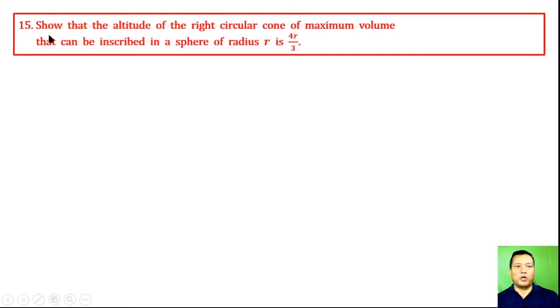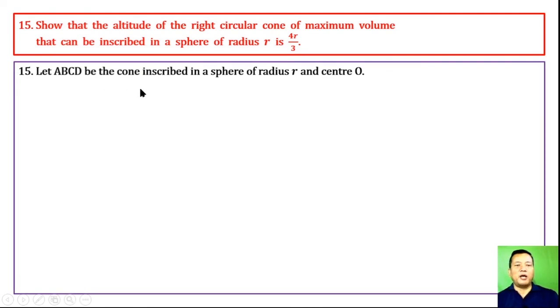Question number 15. Show that the altitude of the right circular cone of maximum volume that can be inscribed in a sphere of radius r is 4r by 3.